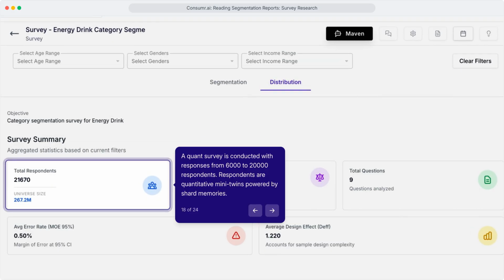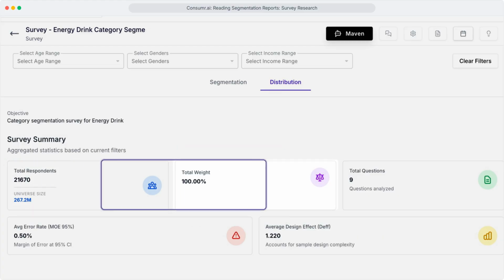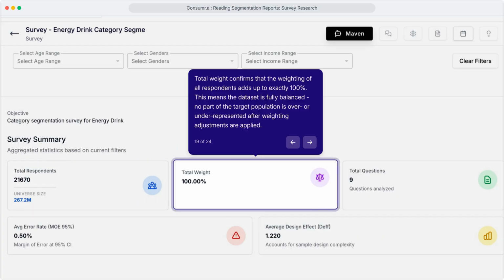Every segmentation survey draws from 6,000 to 20,000 respondents. That's massive. That's statistical power. This is quantified consumer reality at market scale. Total weight confirms your data is fully balanced. This means your respondent pool was weighted to represent your actual market.